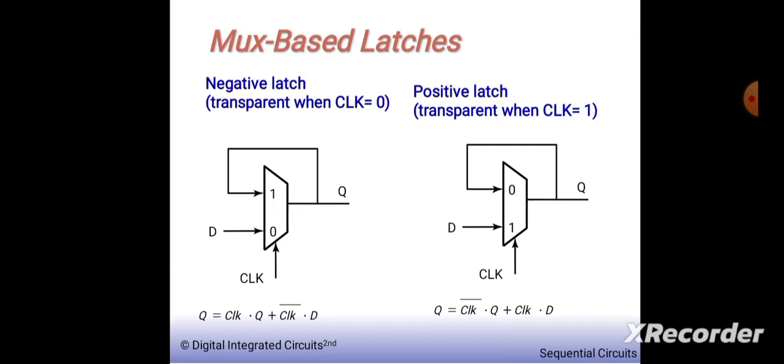In the positive latch, it is transparent when clock equals 1. You can see the Q value as clock bar·Q plus D·clock, which means that the output depends on the present input as well as the past output, and here the clock as well as the input is given to the positive input of your mux.